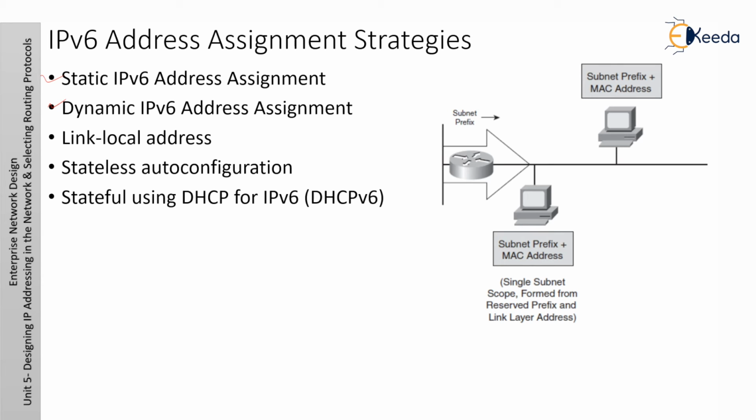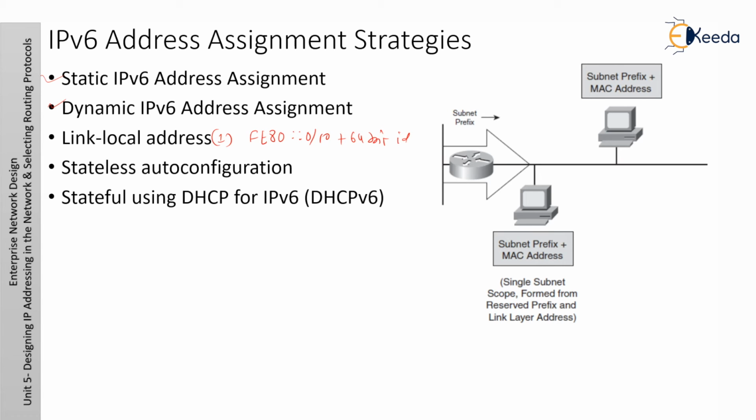Now come to dynamic IP version 6 assignment. IP version 6 dynamic assignment strategies allow dynamic assignment of IP version 6 addresses. The first thing is the link local address. Okay. The host configures its own link local address autonomously using the link local prefix FE80::0/10 already shown in the previous slide, plus a 64-bit identifier in EUI standard.